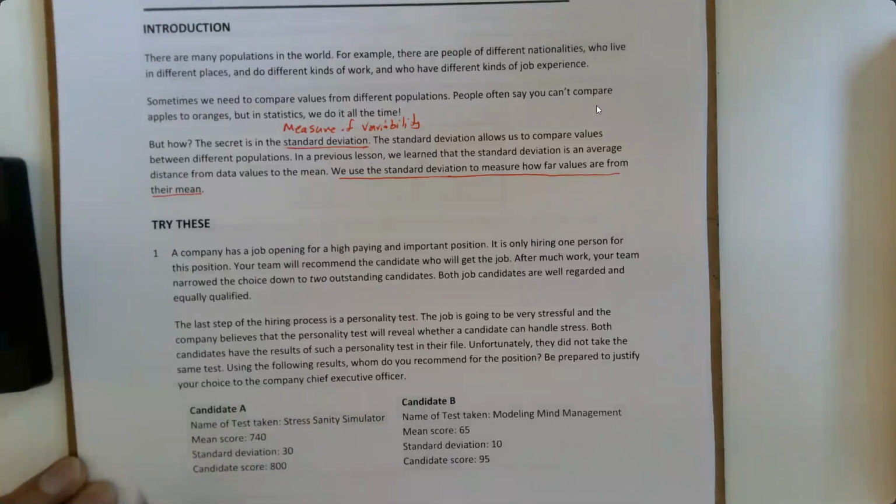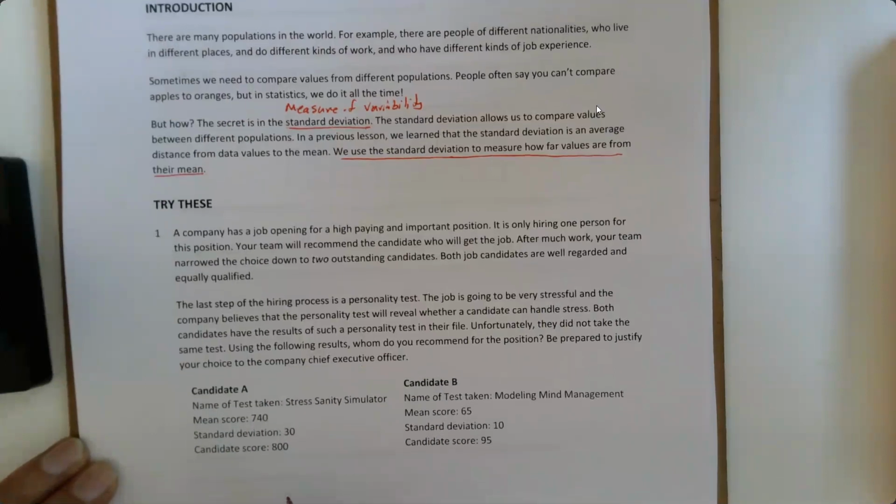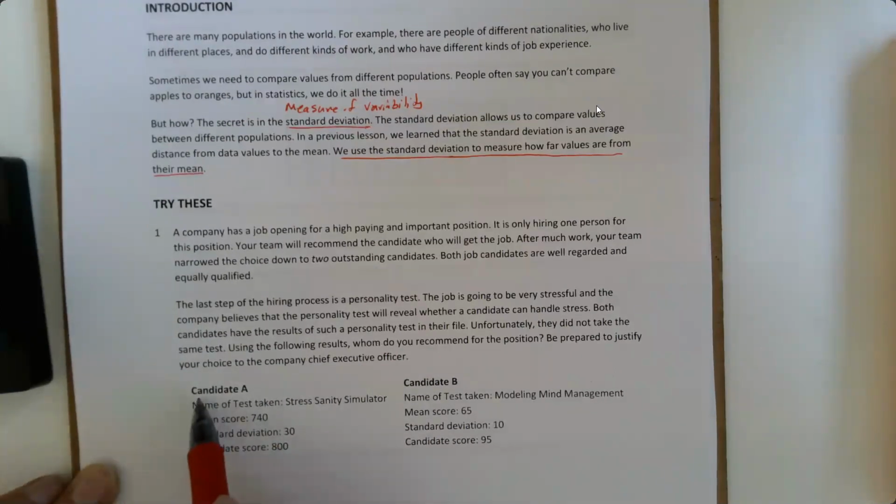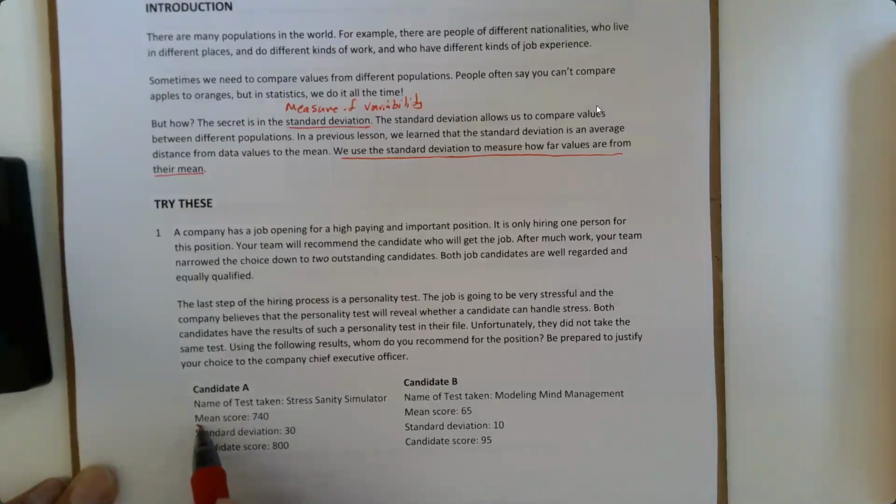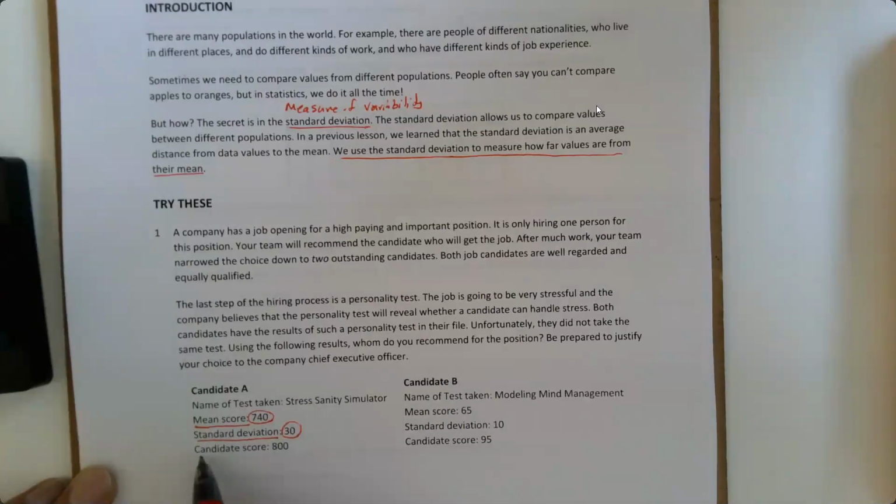Well, take a look at this information that we have. We have the first candidate, name of the test taken: Stress Sanity Simulator. Okay, we are the statistician. The mean is 740. Standard deviation, variability, is 30. The candidate's score is 800. Okay, 800.